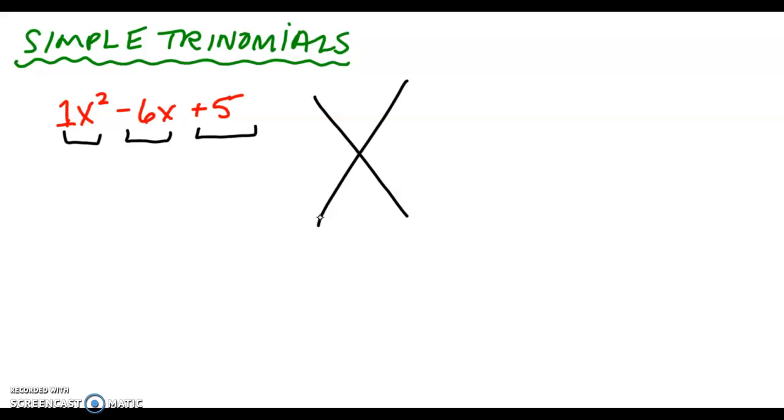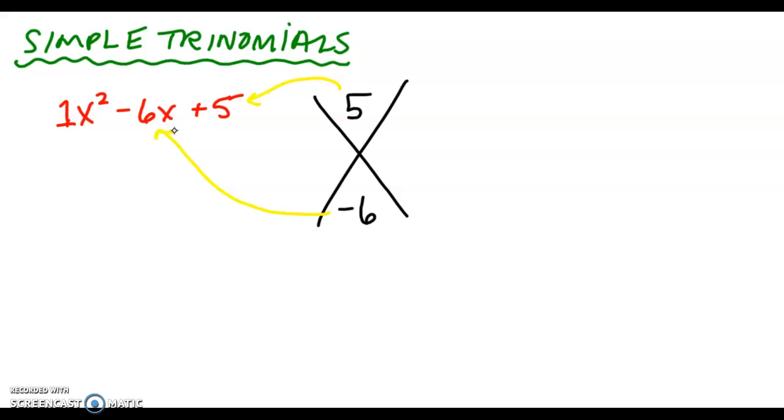We look for 2 numbers that multiply to 5 and add to -6 in this example. Now, where does the 5 and -6 come from? Well, you've seen this before. The 5 comes from here, and the 6 from here.